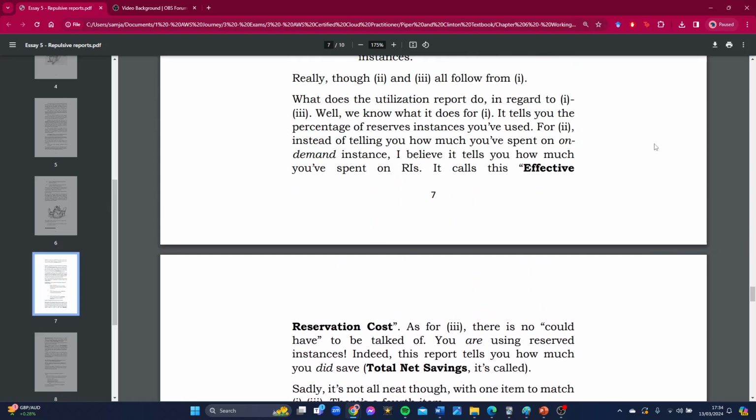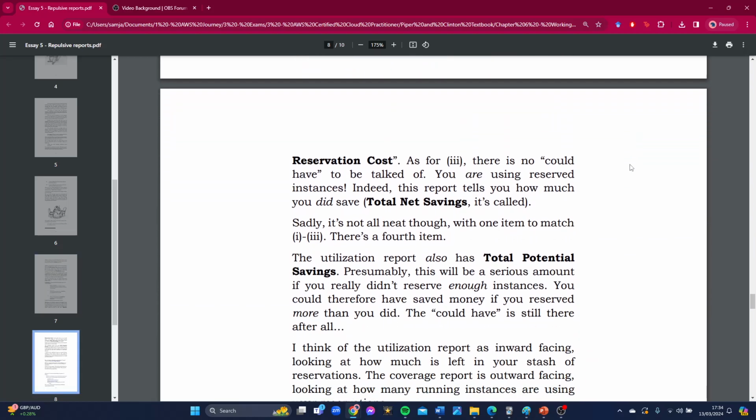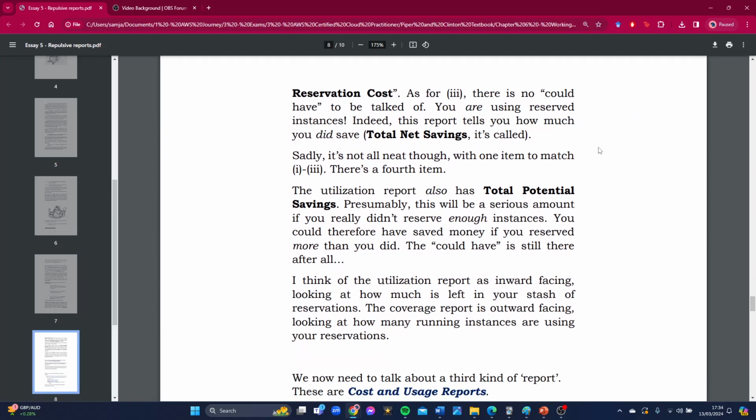Now, as for the third idea, which we get in the coverage report, how much you could have saved by purchasing reserved instances, or you might say by purchasing more reserved instances, is there any kind of equivalent to that in the utilization report? Well, there's no could have that is talked of, actually. You are using reserved instances. Indeed, this report tells you how much you did save. It's called total net savings.